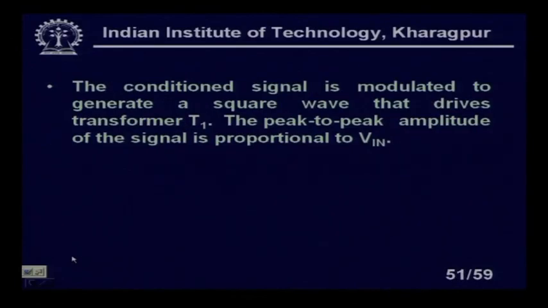The conditioned signal is modulated to generate a square wave that drives the transformer T1. The peak to peak amplitude of the signal is proportional to V in.